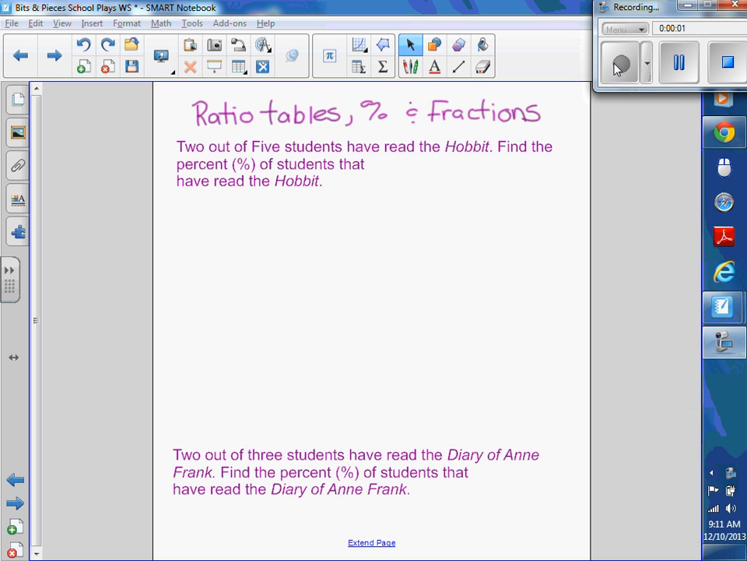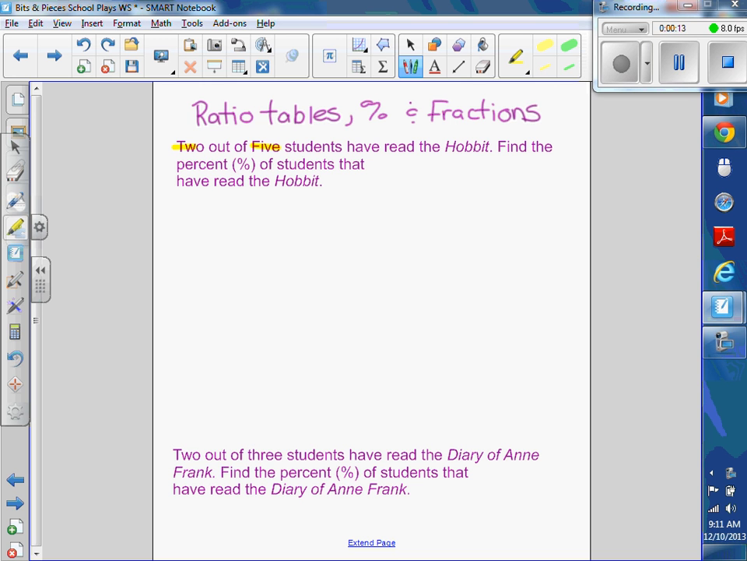Watch this, and it'll show you both methods, and then you can just pick a method. It'll be a short recording. So the whole thing is to take a problem like this one, where it says 2 out of 5 students, so that's a part to a whole comparison, and figure out a percentage. So 2 out of 5 students have read The Hobbit. Find the percent of students that have read The Hobbit.